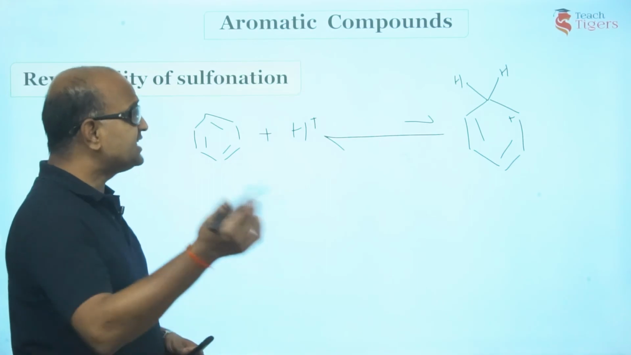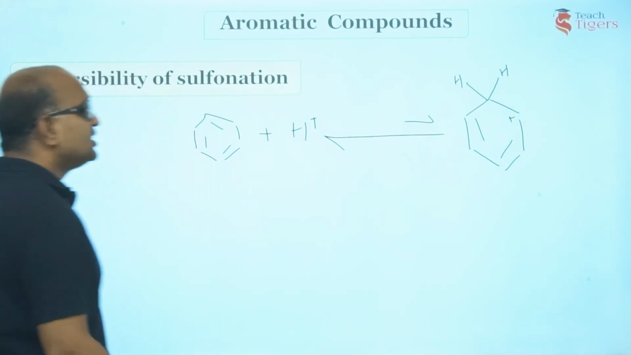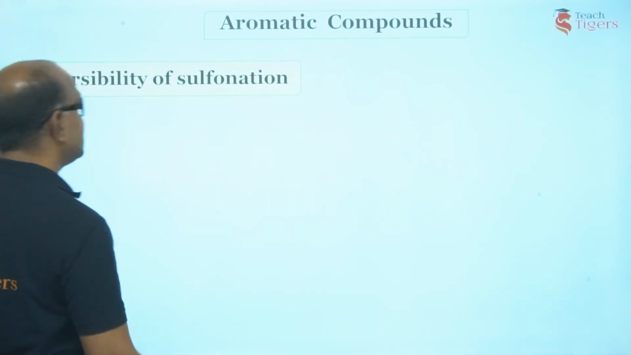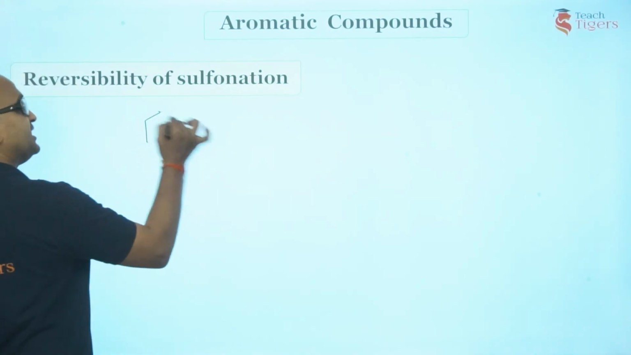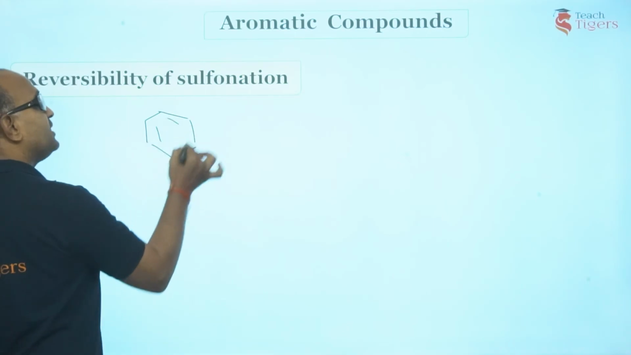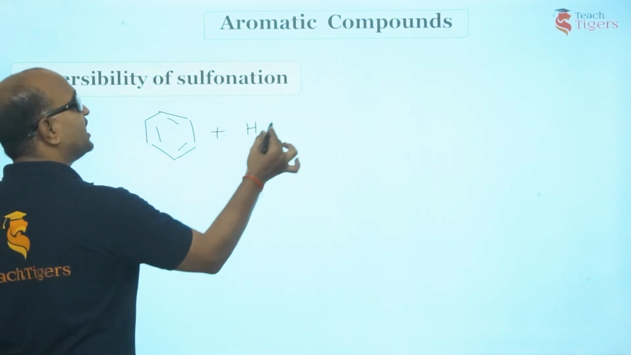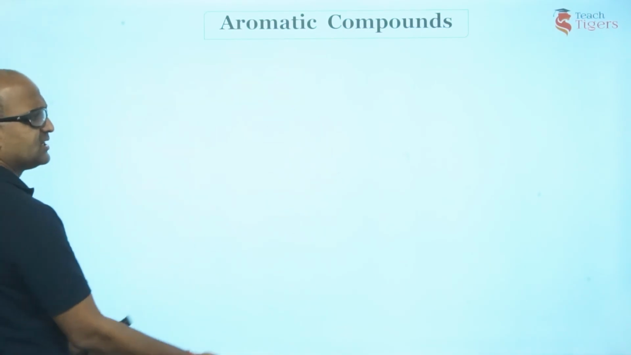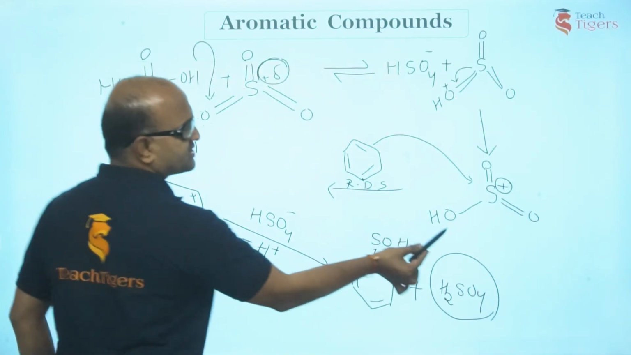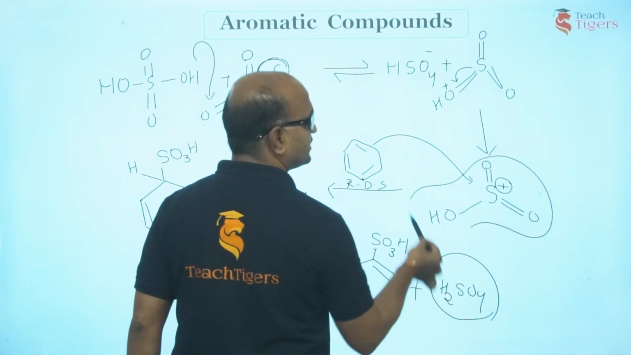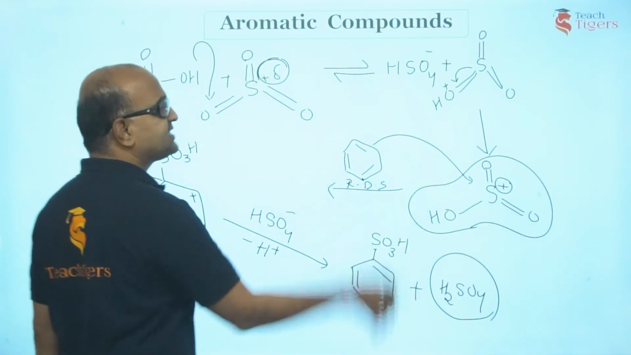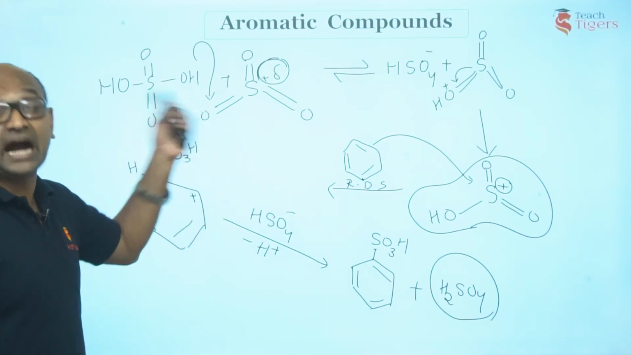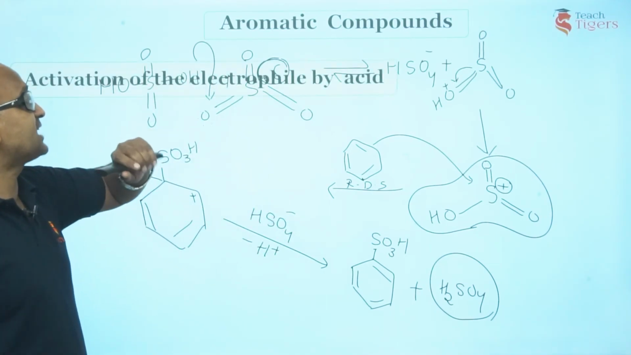Now, let me consider another case. Since this is reversible, let me take this electrophile. I have taken the benzene ring and let me attack this with HSO3 plus. What is HSO3 plus? Just see, guys, we have this. This is the RDS. I told you RDS reactions are very difficult, a slow step. Let's see this reaction now.